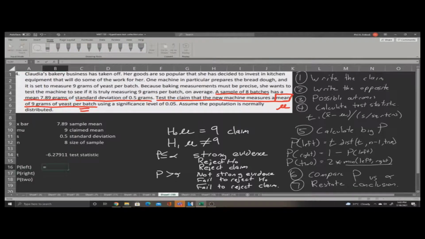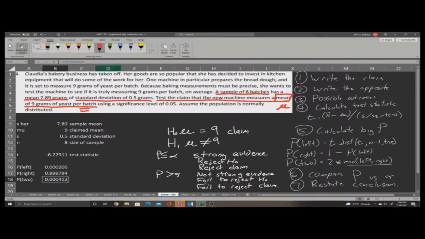The left-tailed big P will be t.dist. Click the test statistic, comma, n minus 1, comma, true. For right tail, we would do 1 minus the left tail. And for two tail, we would say 2 times whichever of the two tails is smaller. This gives us a two-tailed value of 0.000412.